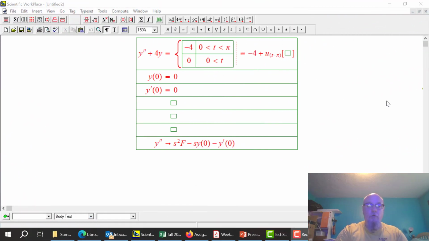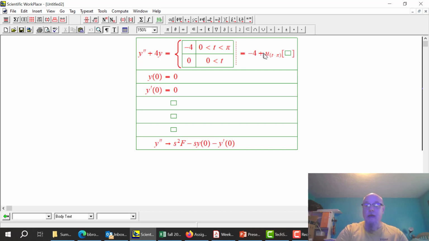So here's a second order linear differential equation. Y prime prime makes it second order linear. But the forcing function is a split function. It's -4 before pi seconds and then it's 0 after. So the first thing I'm going to do is write that using the Heaviside step function.